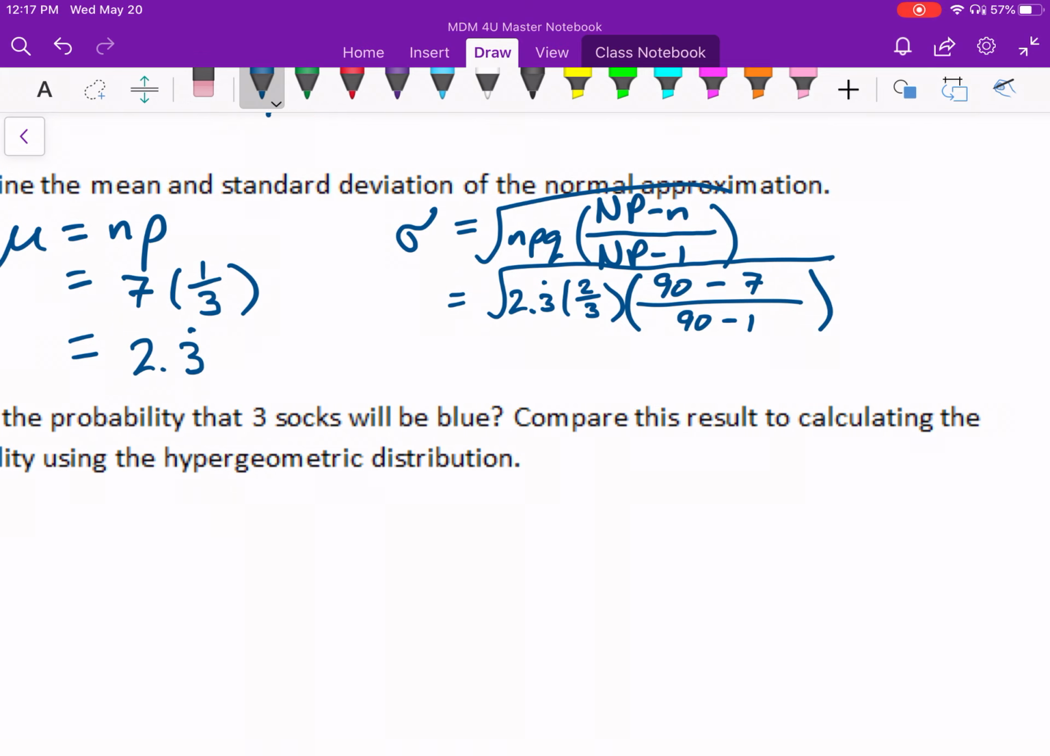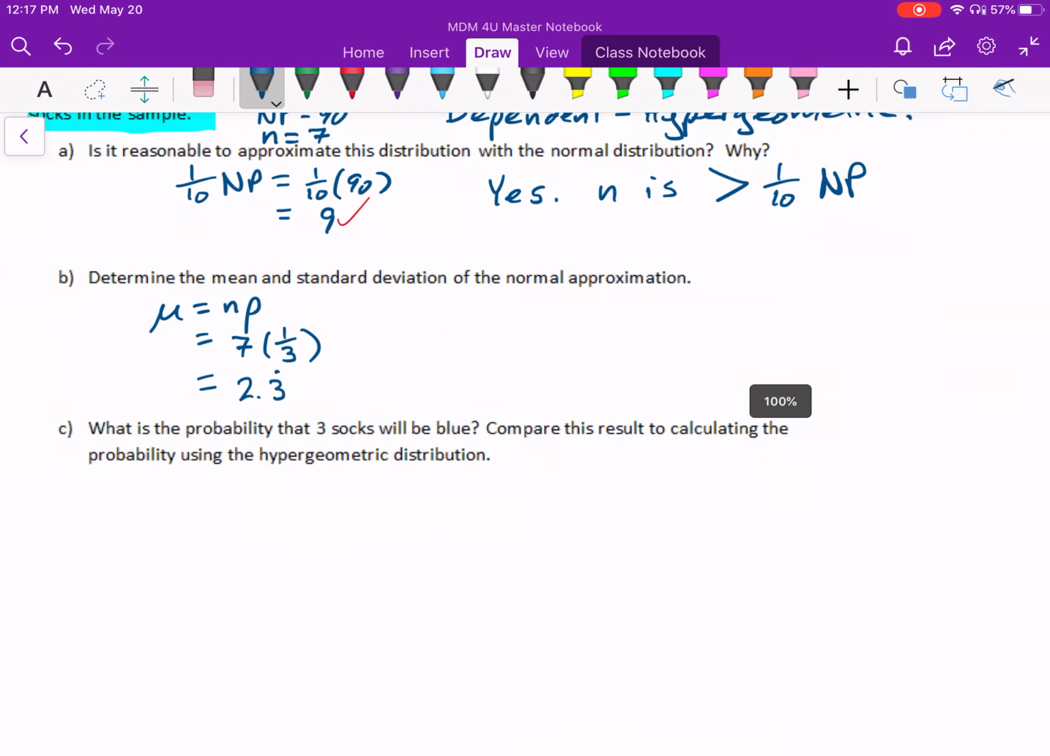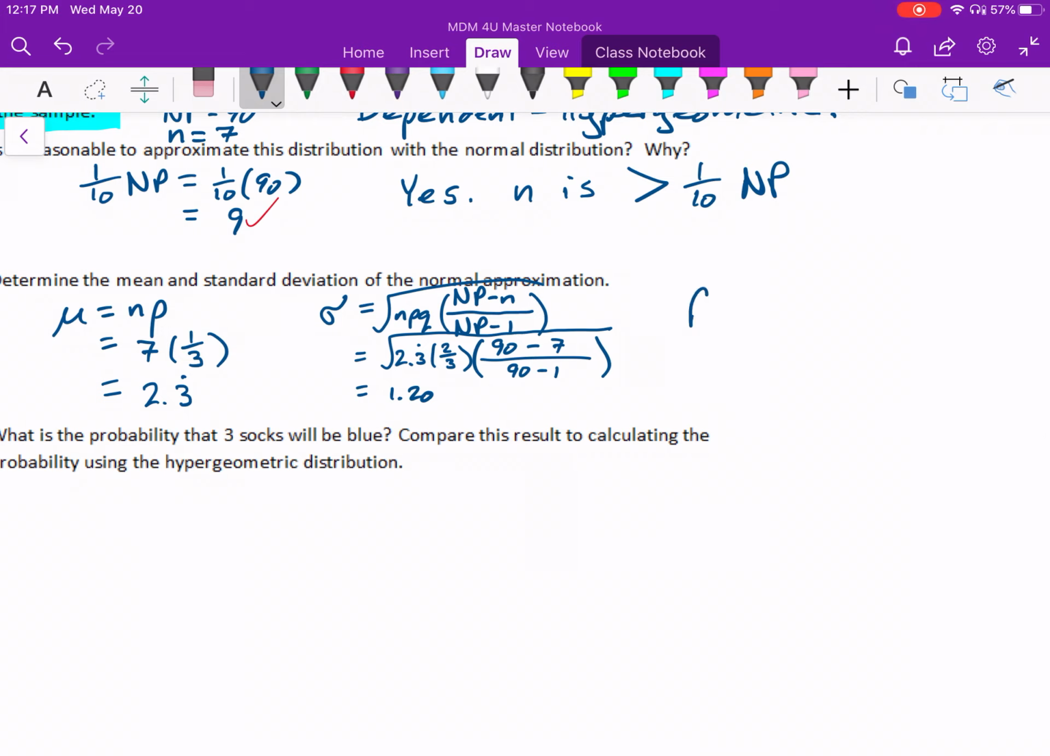And again, following order of operations is just calculator work, type it in. It turns out we get 1.20. So that would be our standard deviation. Again, if you're confused about where P and Q came from, just remember P is just going to be the 30 blue socks divided by the 90 socks altogether. That's where I got 1/3 from. Q was the 60 non-blue socks divided by 90. That's where the 2/3 came from.